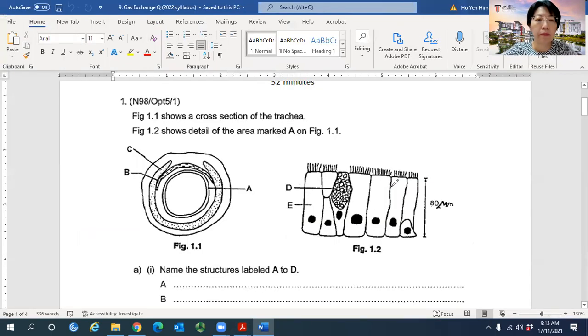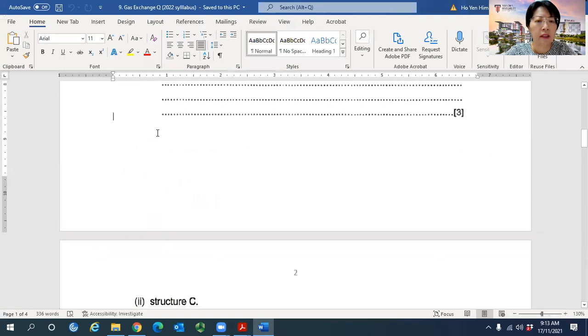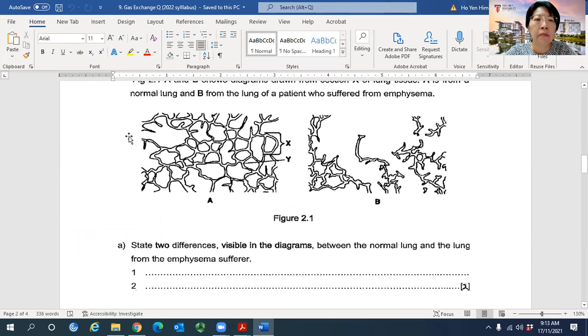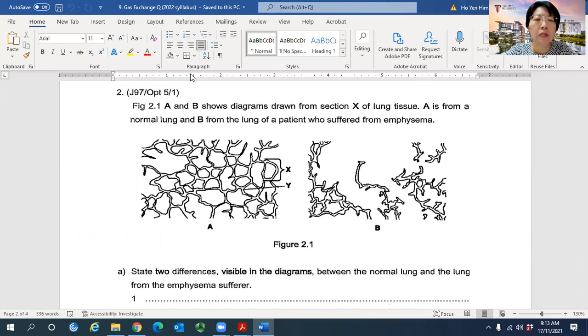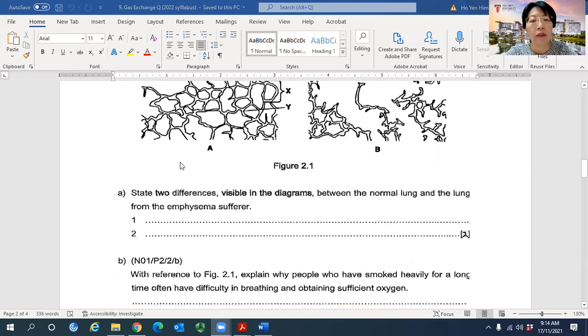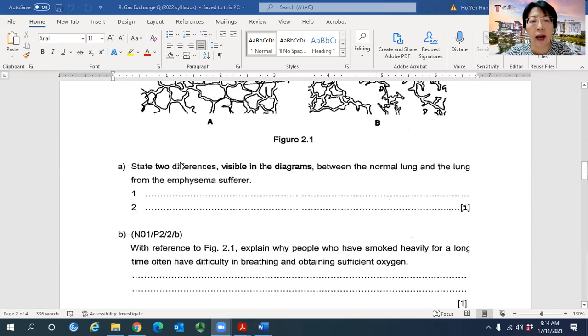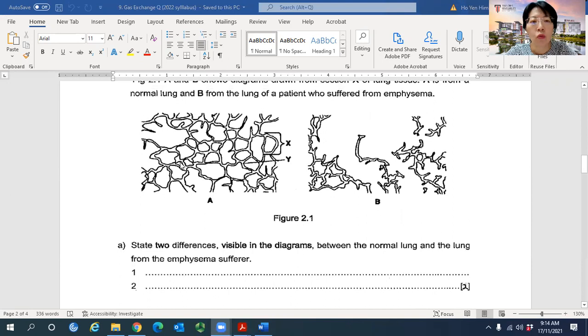Okay, next question. In this question, someone actually asked me, is this not already in the syllabus? Even though this disease is not in the syllabus, the nature of the question can be asked in the exam because it's very straightforward and it covers the topic that you have learned. Whatever question I've given here, I've already modified from the original question so that you only need to know what you have learned rather than what you have not learned about the disease.